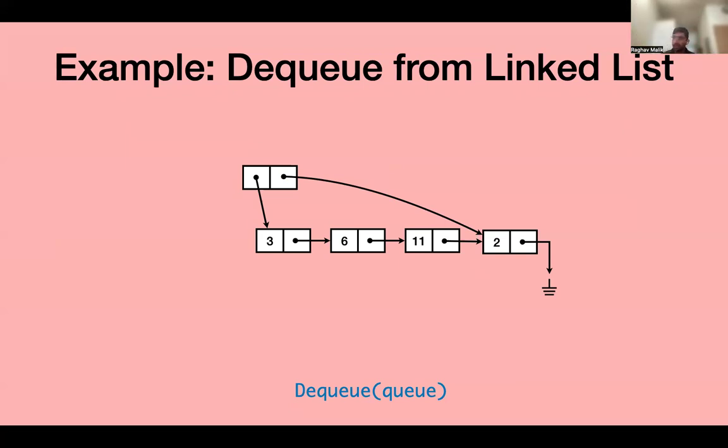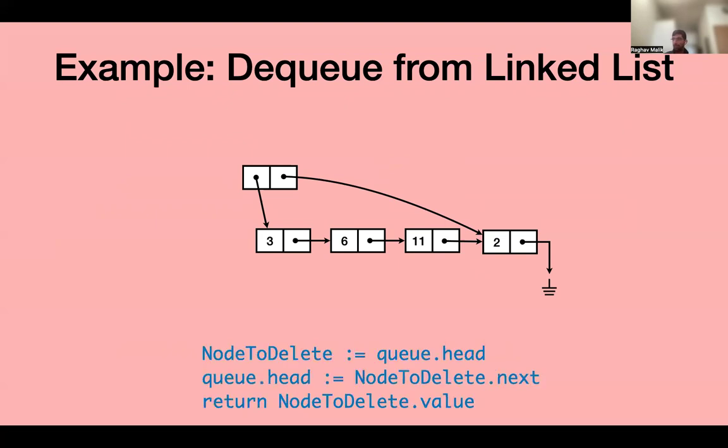Three. Yes, thank you. Great. Because 3 is at the front of the queue. So dequeue is delete head, which has 3 steps. I start by grabbing the current head of the queue. I advance head by 1, and then I return the value that I was going to delete.